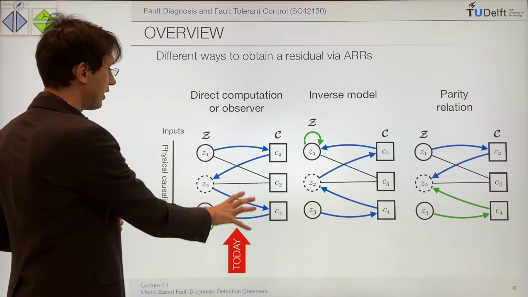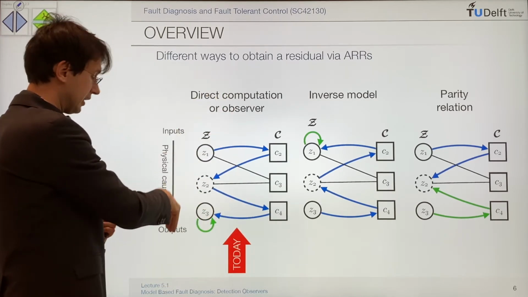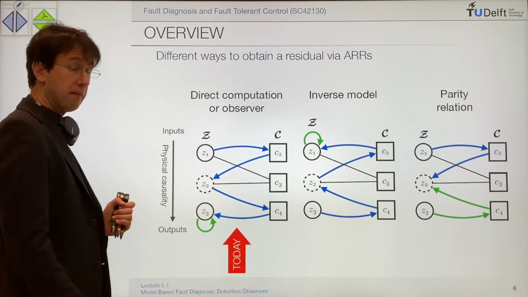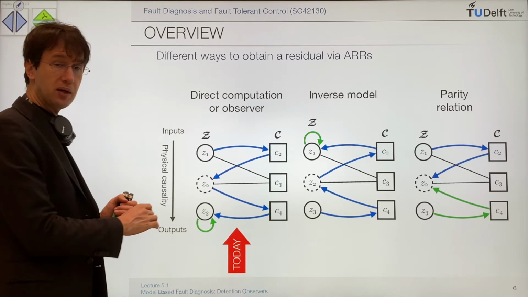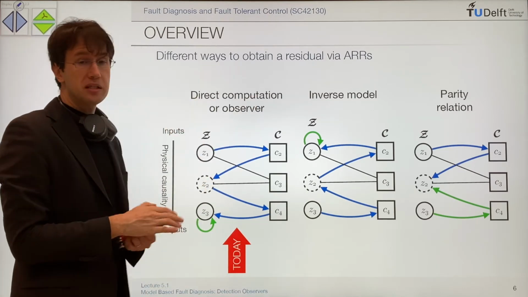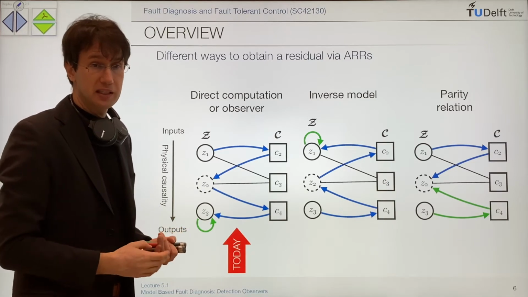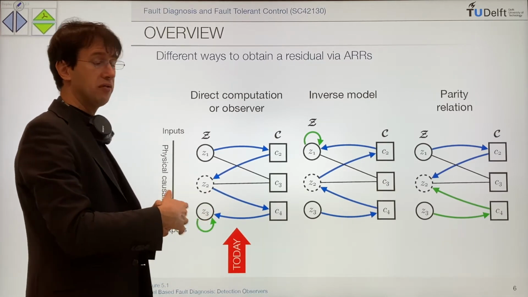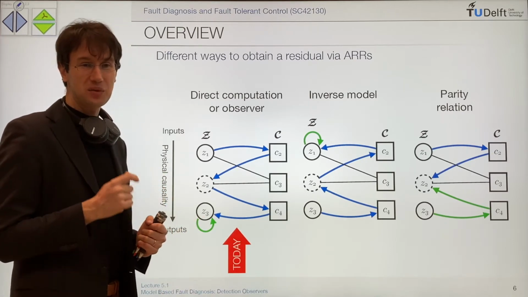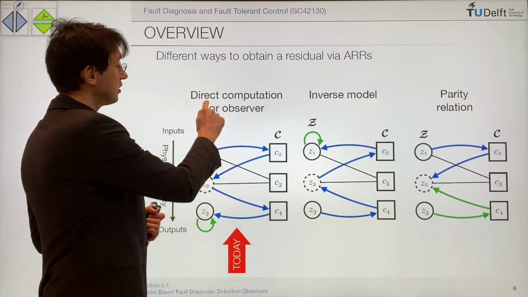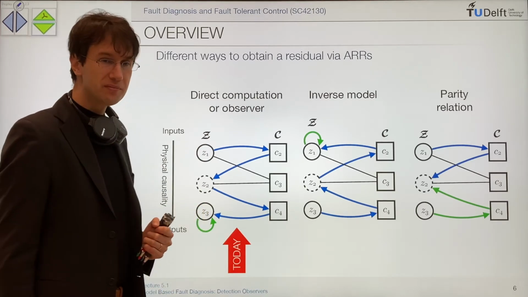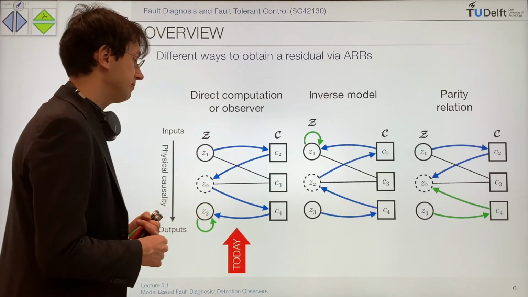So this way would be the one following the causality, the physical causality. So I go from inputs to outputs. I have two ways of doing that. One is to do a direct computation, which means going open loop, basically. I take the model and I just do a free run simulation of the model. The other way, which is the one we are following, is to use an observer to predict this output. But there are other approaches.